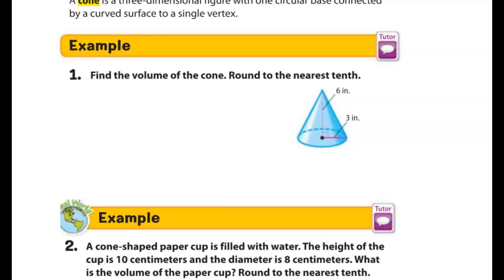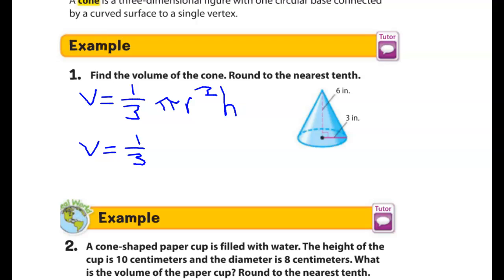Okay, let's go ahead and get going here with this first problem. We are going to say volume is equal to 1/3 pi r squared times the height. Okay, well now we're just going to fill in the blanks. We'll say volume is equal to 1/3. Now pi, we're going to go ahead and use 3.14. And the radius is right down here, so the radius is 3, so we're going to have to do 3 squared, and then the height is right here, so we're just going to have to do 6.